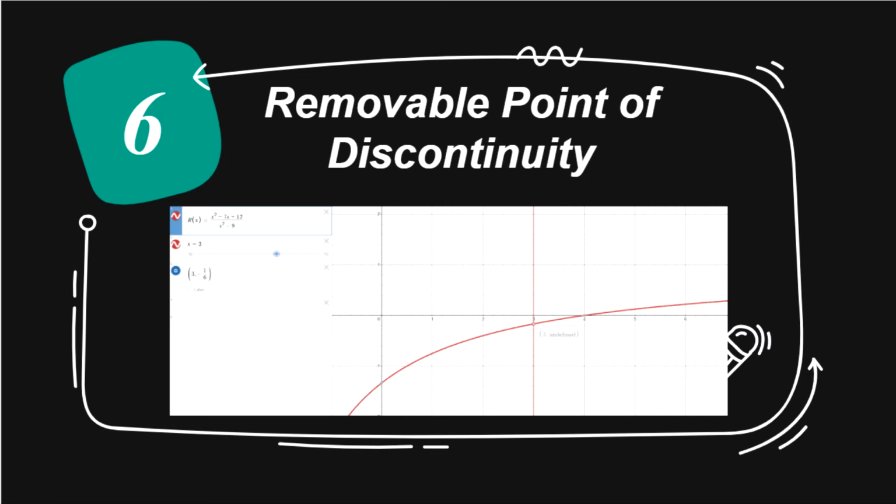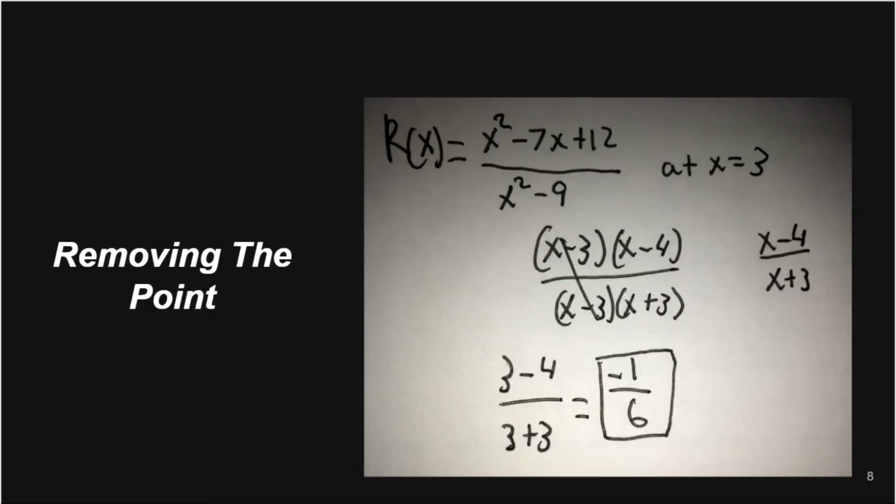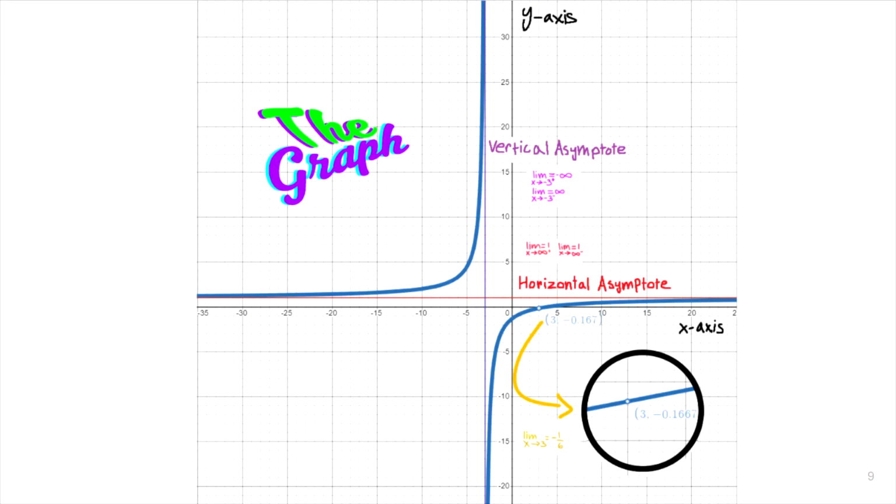So for condition number 6 of our function, we need to have a removable point of discontinuity. And for our function, we went with a hole that's located at x equals 3. And in order to remove the point, we need to find the limit as x approaches 3. To do this, we need to find a way where the denominator won't equal 0. So we factor out the numerator, we factor out the denominator, we see that x minus 3 cancels out, and what we're left with, we can just plug in 3, and we get our answer, which is negative 1 over 6.